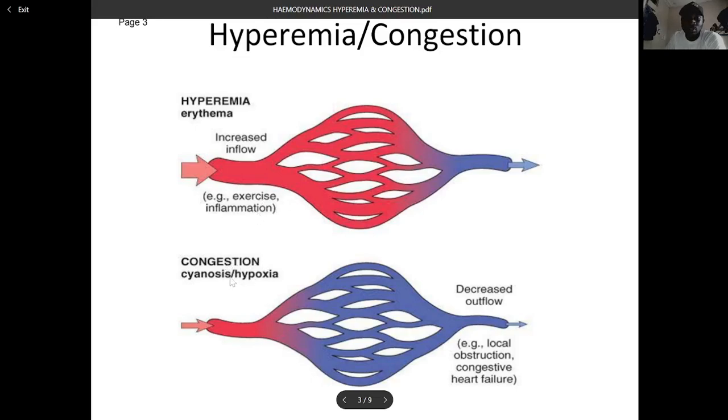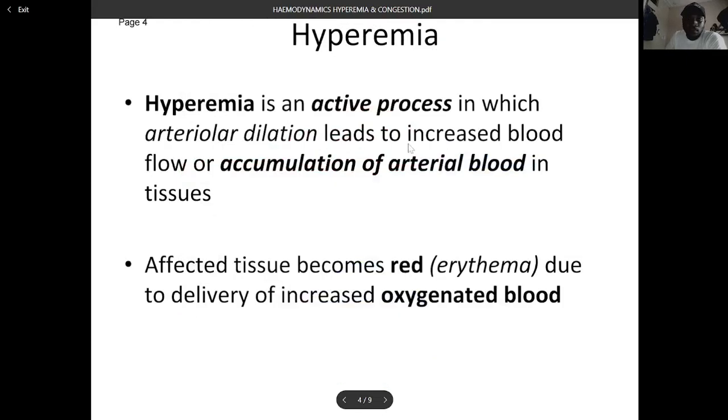Now, congestion, cyanosis or hypoxia, there's increase in blood flow to an area, but this blood is deoxygenated, right? There's blood flow to an area, but the drainage system is poor. There's decreased outflow. So the drainage system, that's the venous area, is not functional as it used to. Examples of conditions that can cause this could be local obstruction, congestive heart failure.